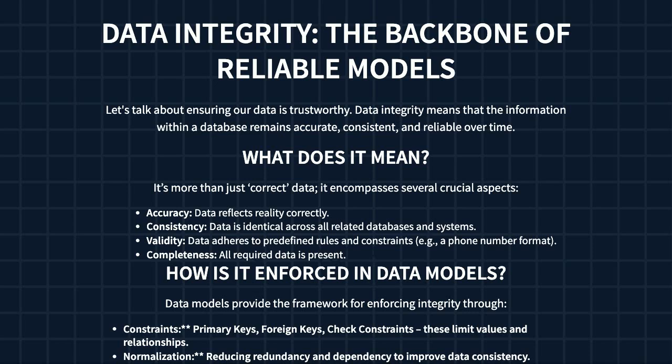Now, how do we enforce this within our data models? Well, things like primary and foreign keys, these act like guardrails, making sure relationships are correct. Normalization helps us avoid repeating information unnecessarily, which can cause inconsistencies. Data types, like specifying that a phone number field should only accept numbers, are also key. And finally, default values ensure that certain fields always have a meaningful value.